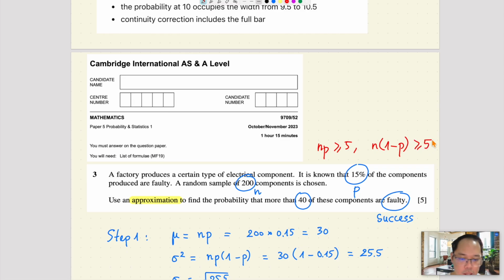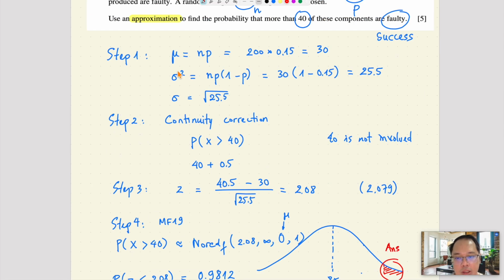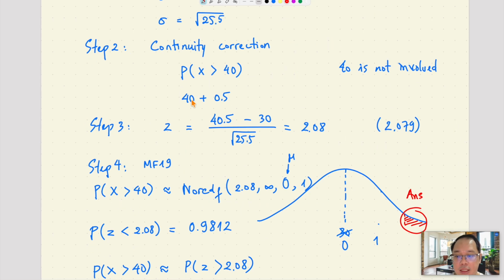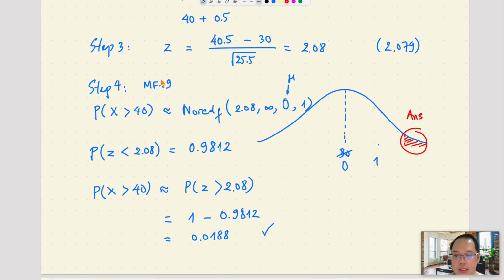The steps: firstly, we calculate the mean and the variance using the formula provided in MF19. The second step, you need to remember the method of the continuity correction. In this case, greater than 40, we add 0.5 to exclude the 40. Third step, calculate the z-score. The fourth step, use the MF19 table to calculate the area on the left. And if the question asks you for the probability greater than something, the area on the right, then take 100% minus the area on the left, and you get the final answer.